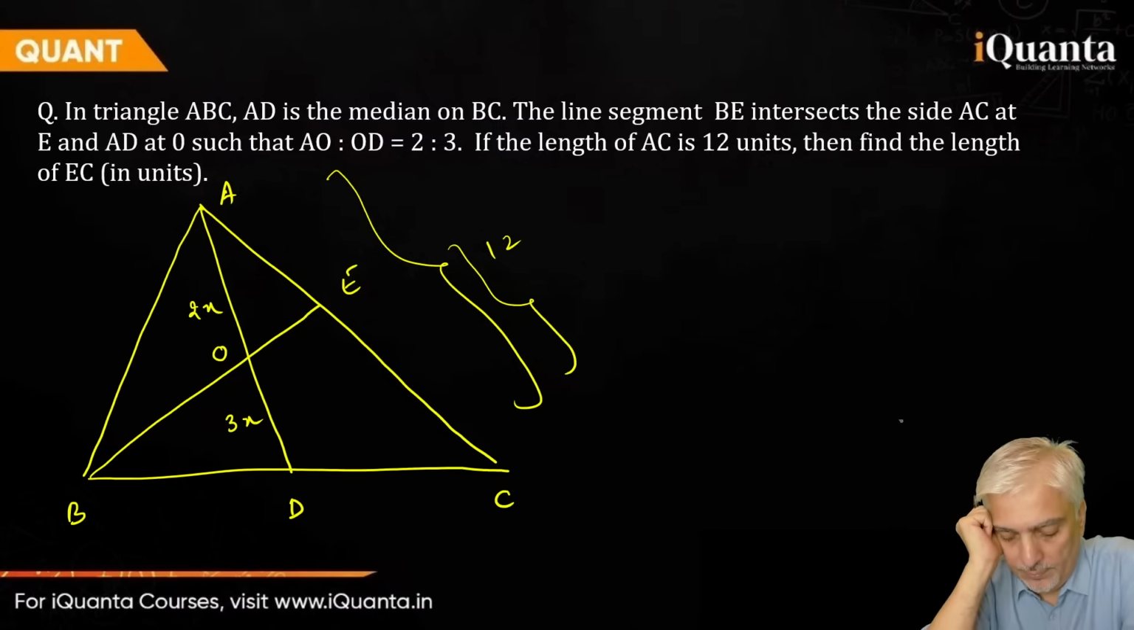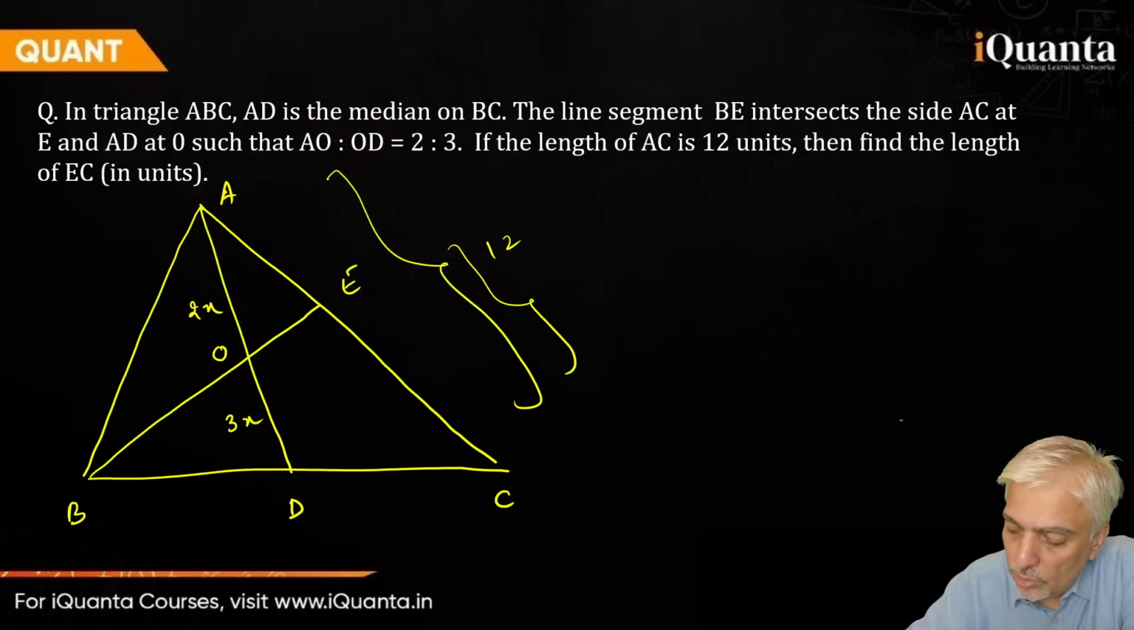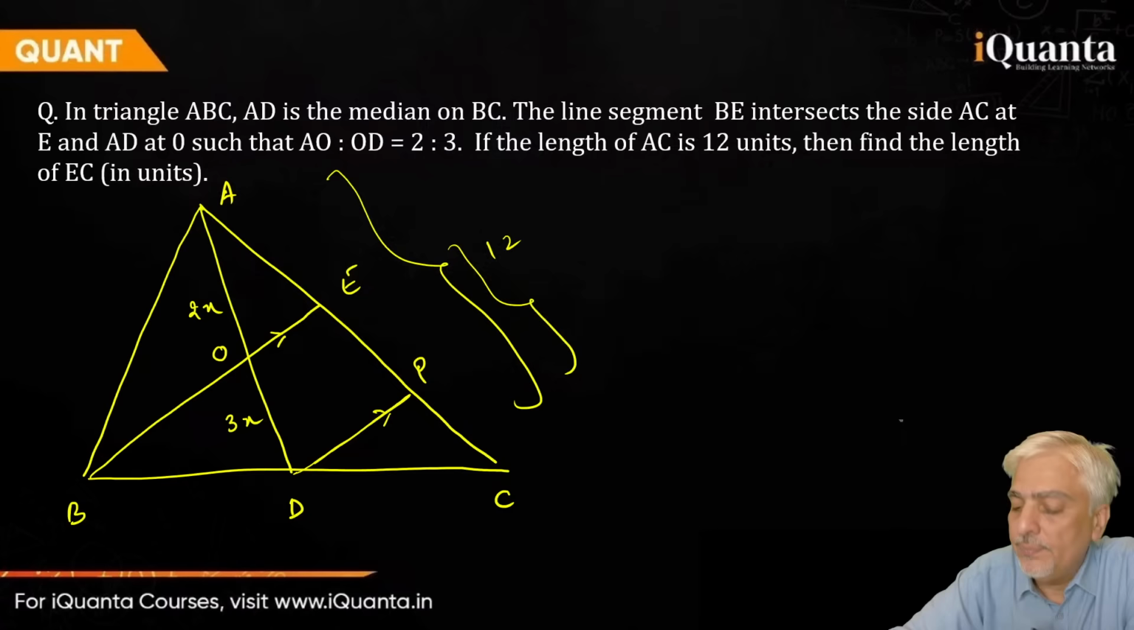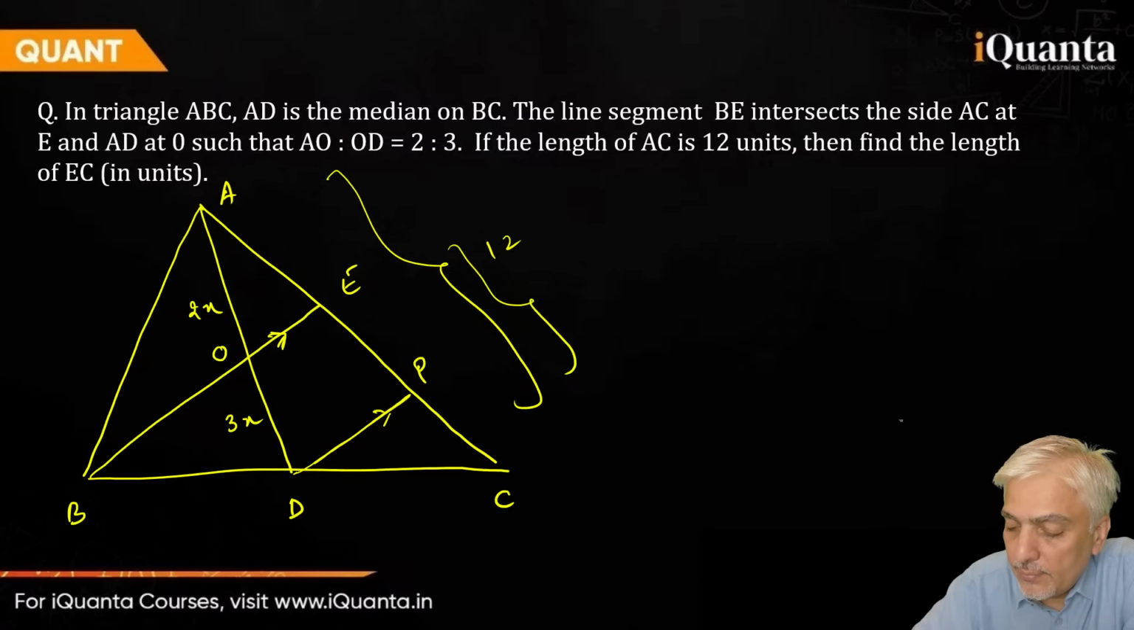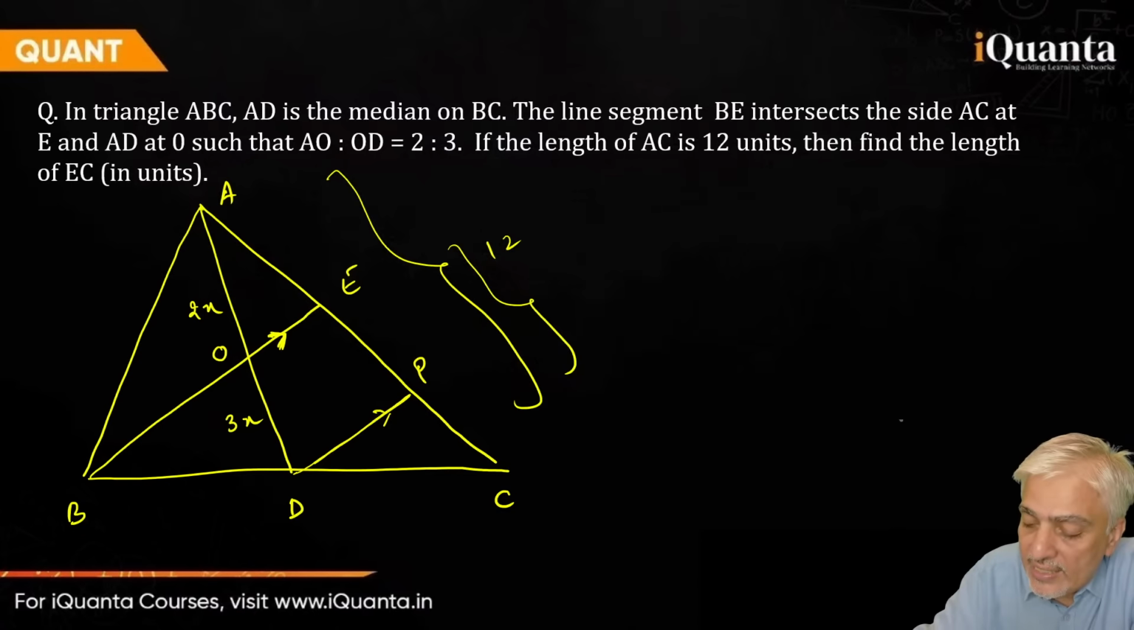Method. There'll be one construction which is very important. Draw a parallel line. Let's call it DP. DP is parallel to BE. So if D is the midpoint over here, P will also become the midpoint over here.